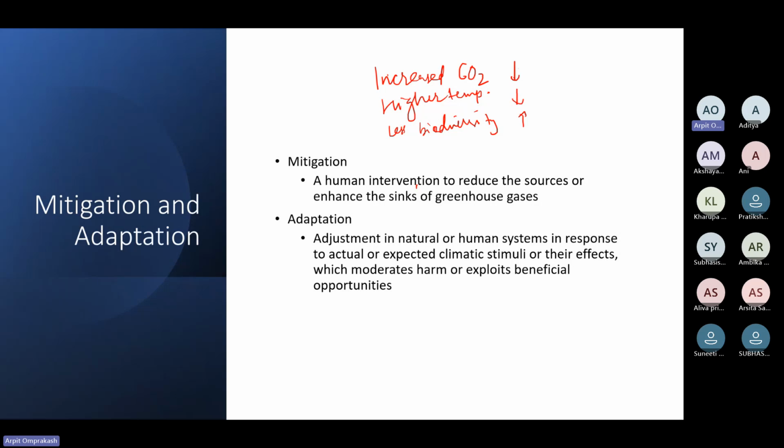What adaptation, on the other hand, is saying is that we have increased the CO2, we have increased the temperature to beyond a certain point, after which we cannot get it back to normal. So what we should instead do is we should try to get adapted to the higher temperature.